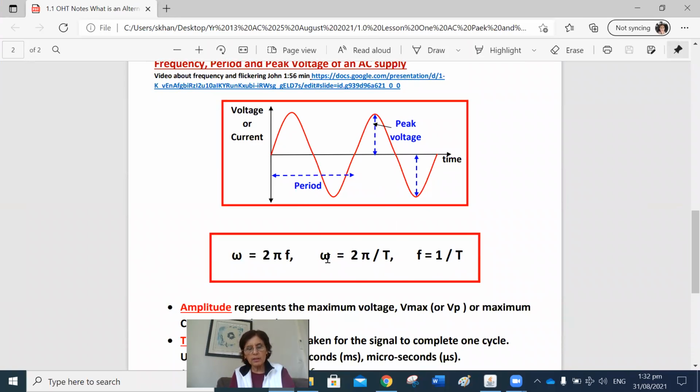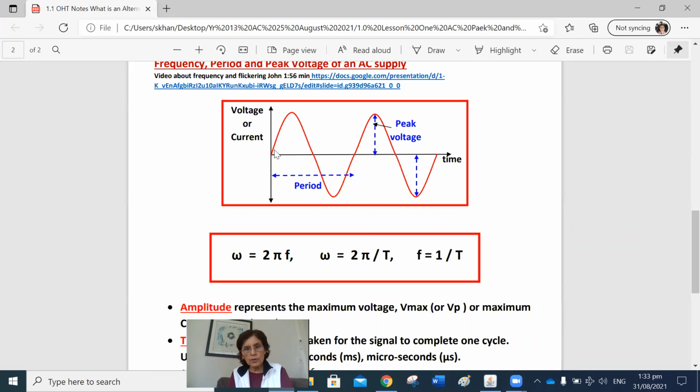Now omega is called the angular frequency. What we mean by angular frequency is when alternating current is generated. Remember in the class I showed you a demo when I was spinning a generator and the lamp was flashing. What was happening was there's a coil which moves in a magnetic field when the wheel is turned. So how many rotations the coil makes will determine this one.